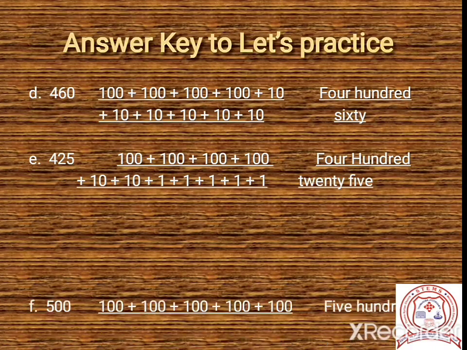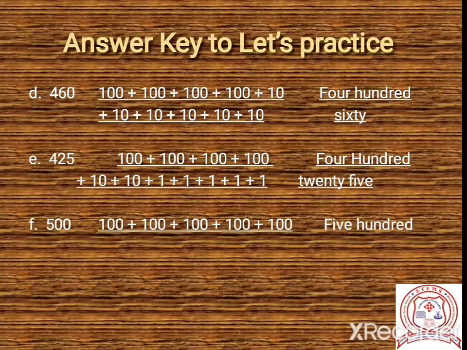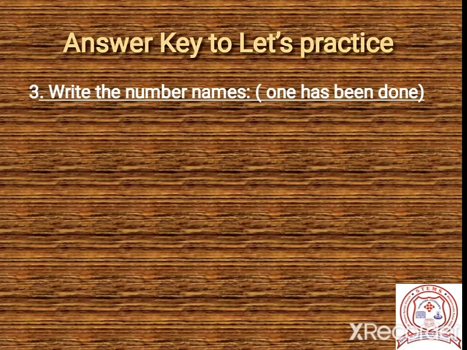Now next number is 500. Here 5 is in hundreds place, so we will write 100 five times. In tens and ones place we have number 0, so no number will be written. Now next question, write the number names. I have already explained this in the previous class.